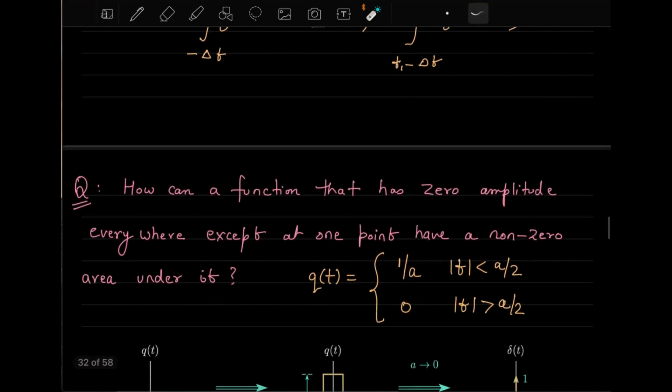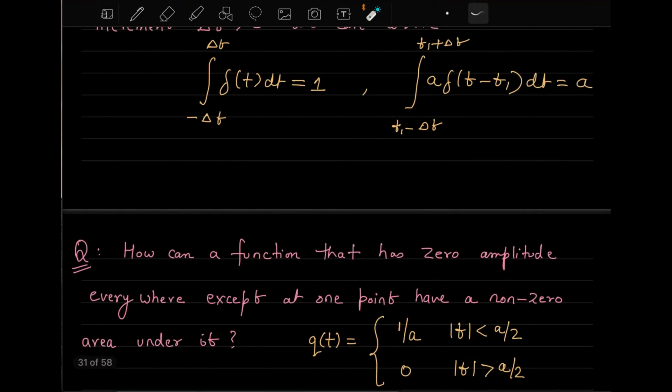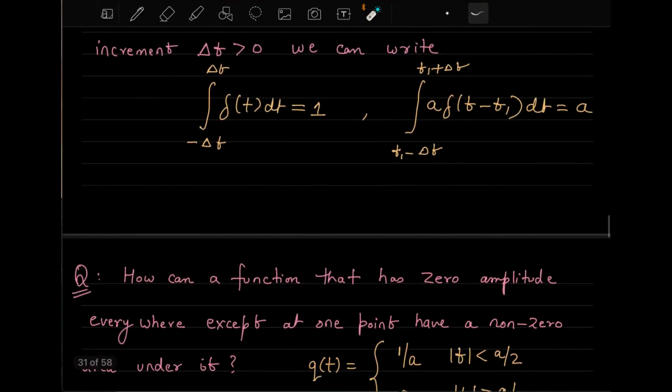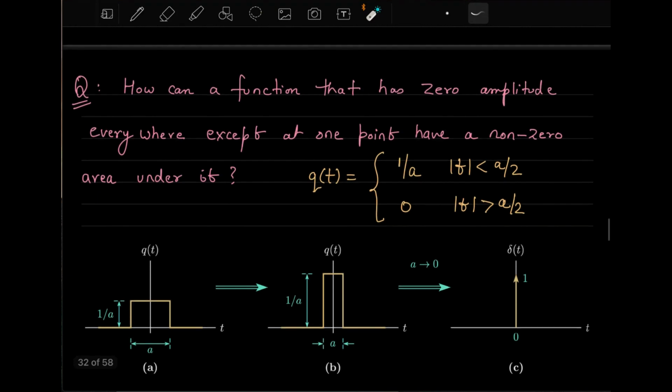Okay. So the important question that we want to ask is, how can a function that has zero amplitude everywhere except at one point have a non-zero area under it? It's very difficult to visualize how it can be possible that a function has zero amplitude everywhere, except at one point, the zeroth location, where you have a non-zero area. So to visualize this impulse function, you can think in this way.